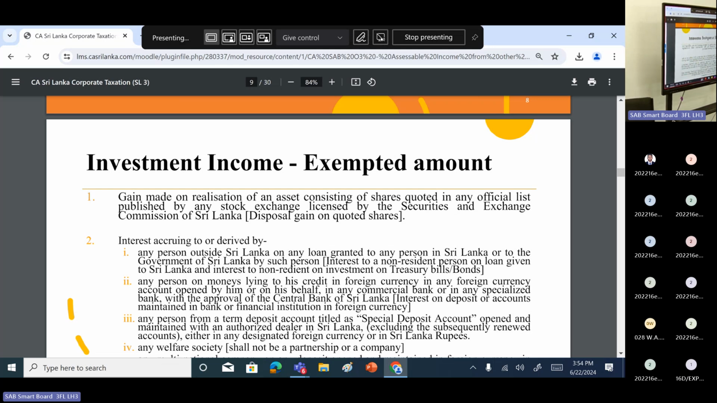Now tell me, in tax terms, what is the share coming under which asset? It is a capital asset, right? Under that, it says membership of a company. That is share. So here it says quoted shares. So put it in a summary: disposal gain on quoted share is exempt from income tax, but it is subject to share transaction levy. That is one reason.